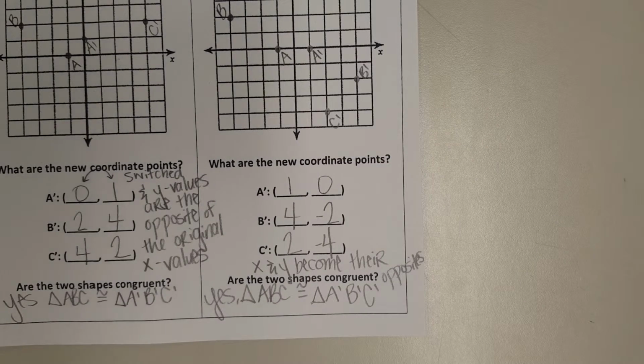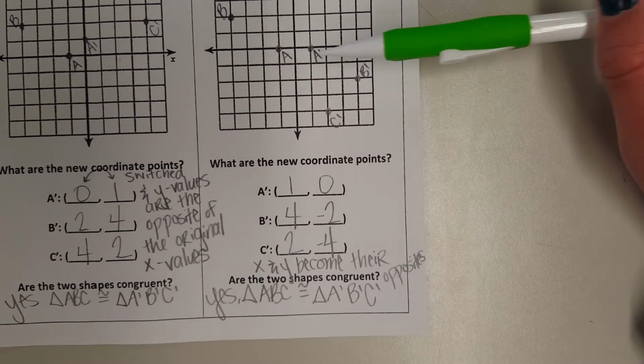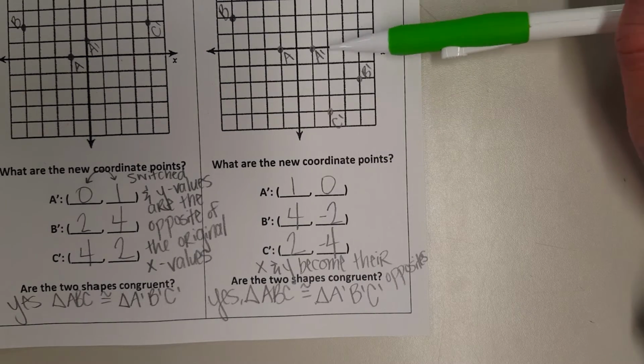So hopefully you feel the most comfortable with rotations. I feel like after doing reflections, you should be pretty comfortable with the patty paper. And on the practice problems, I don't ask you to write the coordinate points, but you do need to make sure you're labeling them and that you're putting your prime symbols in.